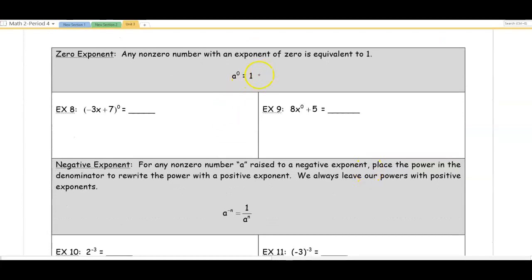Now we said anything to the 0 power is always going to be 1. So when I take this quantity and raise it to the 0 power, it's equivalent to 1. Now here on the other hand, I have to do 8 times x is the only thing being raised to the 0 power. So that becomes 1, and 8 times 1 is 8, plus 5 would give you 13.